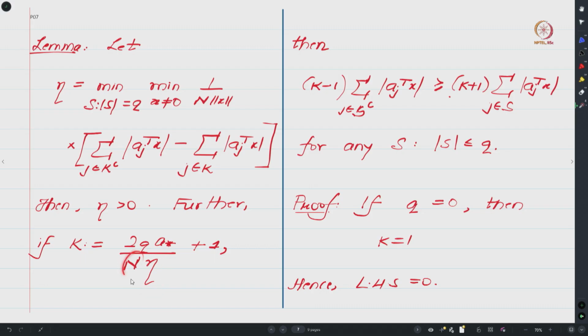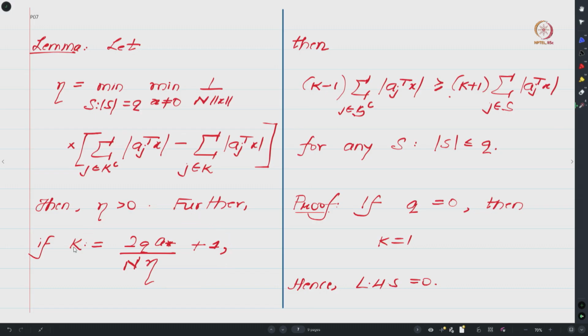times eta. So n is the number of rows in your matrix A. In other words, this is the number of coordinates of your vector y, and you can think of this as the total number of measurements, or measurement sensors, that we have. And this eta is what you have over here. Since eta is greater than 0, this quantity over here is finite, and what we do is we take this quantity and add +1 to it.